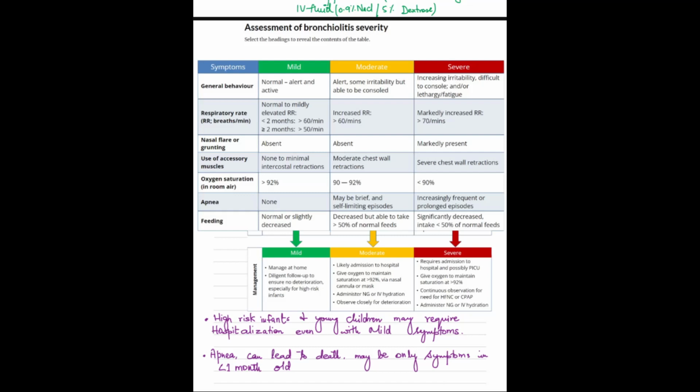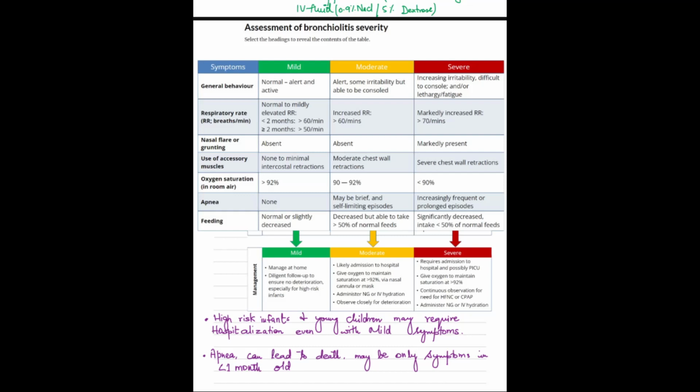Okay, so I have taken a little chart which is very beautiful because it gives an idea of in which conditions we can say that our bronchiolitis condition in a child with the RSV infection is having mild symptoms, moderate symptoms, severe symptoms, and how can we manage those severity. General behavior in a mild patient is he will be normal, alert, active.